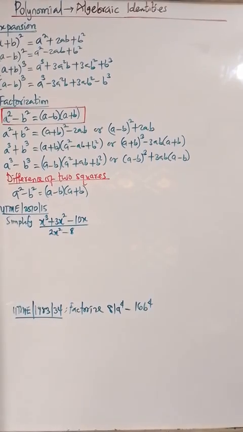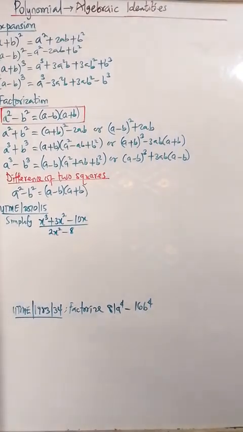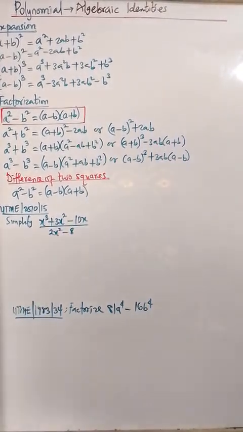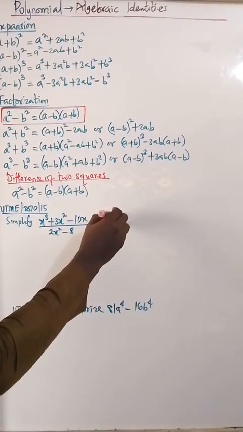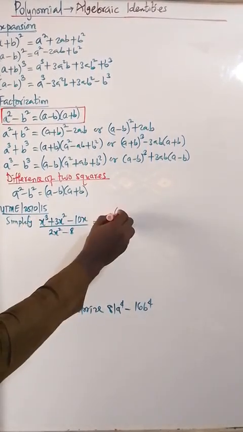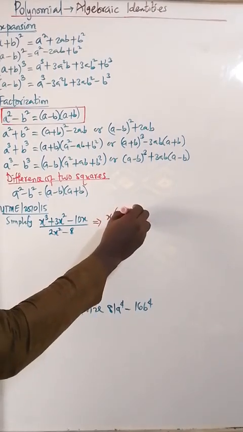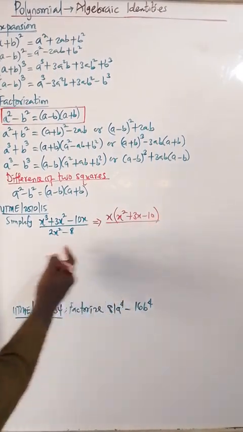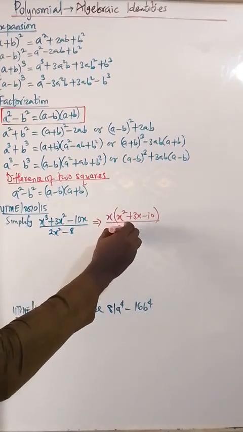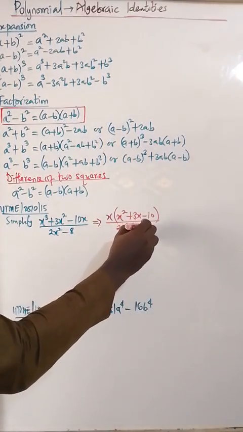Okay, look at this question. We have to simplify this. When you look at the numerator, we notice that x is common. So if we factorize x, this turns to x squared plus 3x minus 10, divided by 2 is common, 2 into x squared minus 4.